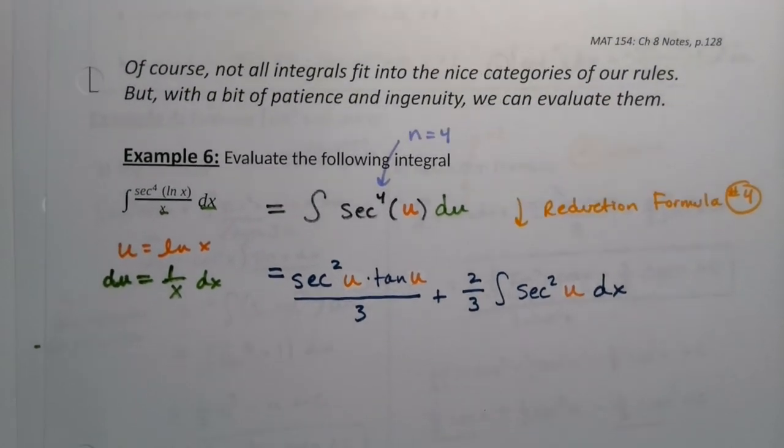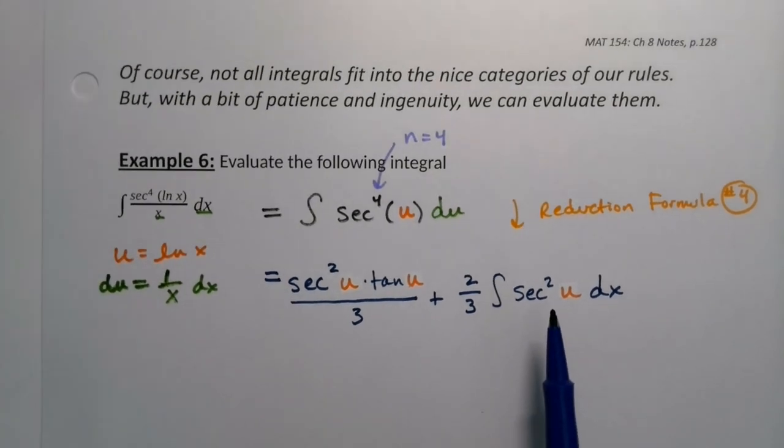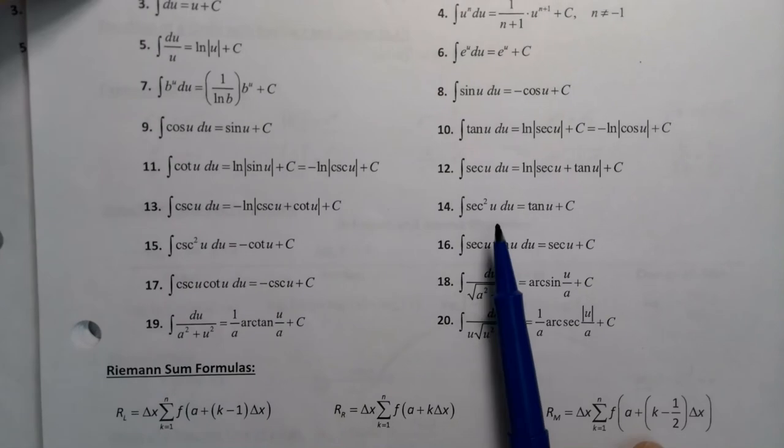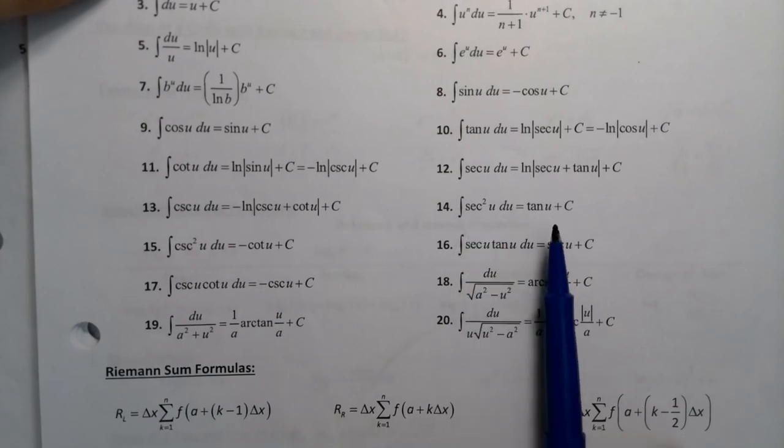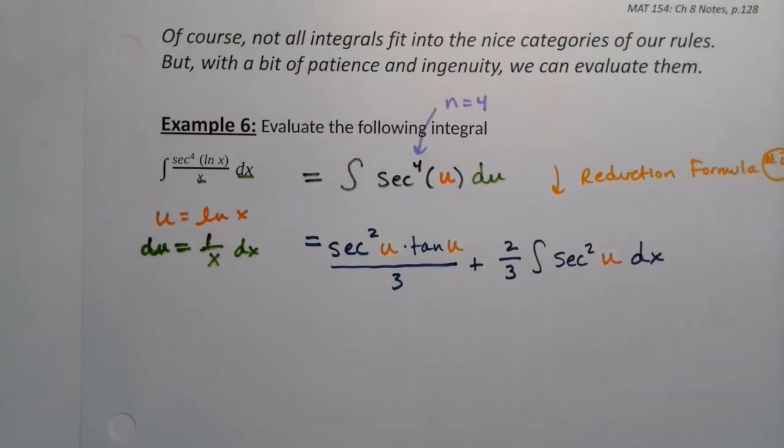Now this is setting off little alarm bells, because you might think, oh no, we need to use the reduction formula again, but we don't, because secant squared is of course one of the basic rules that we learned in Calc 1. The integral of secant squared is tangent. So this one, because of number 14 on the quick reference sheet, we can use. So let me just say that.